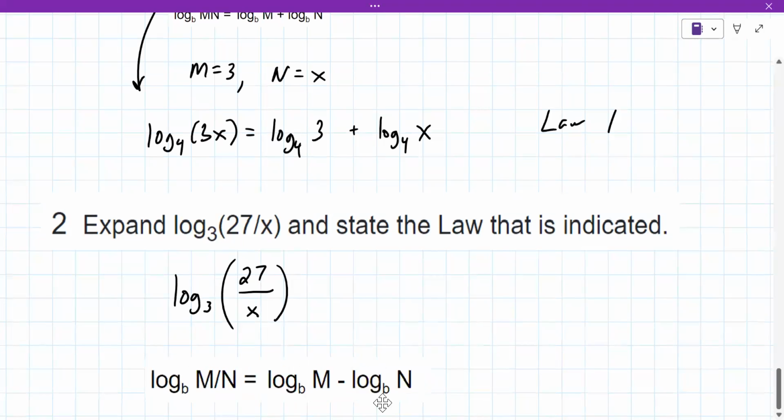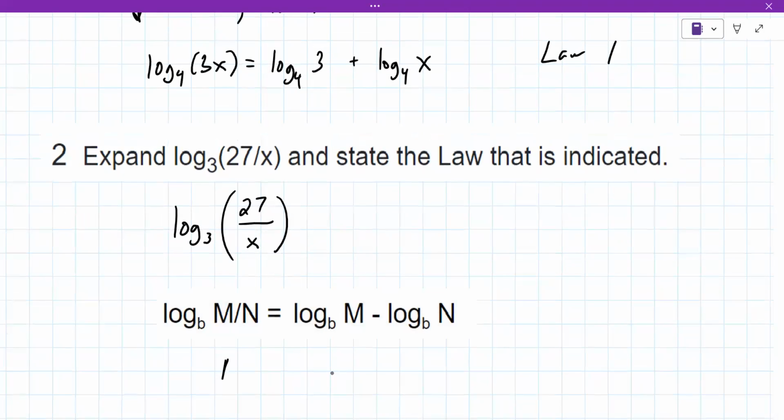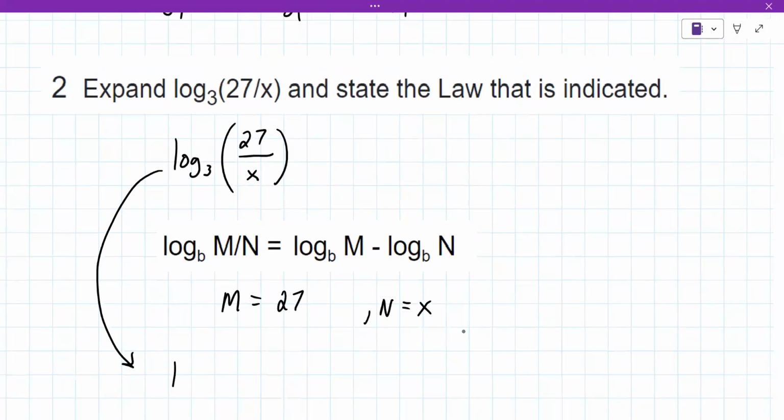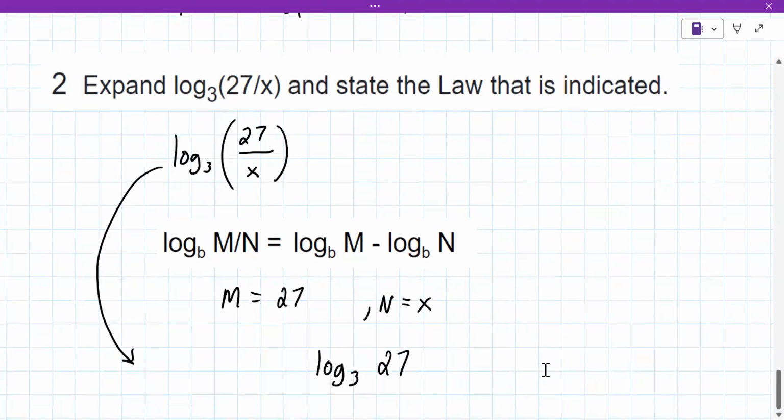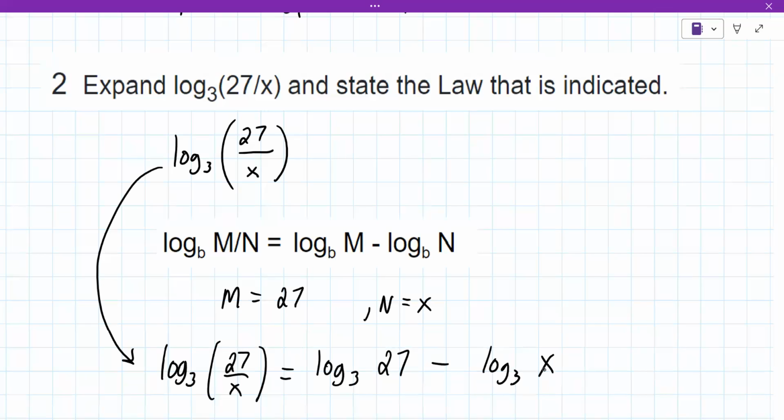So in your problem, you have to decide, what is M? What is N? M is 27. N is x. So you're using this property to rewrite the logarithm. Actually, hang on, I need to rewrite it the way they're writing it. Log base 3, 27 over x equals log base 3 of 27 minus log base 3 of x, like that. Okay, there's a bit more to do here, but let me know when you've got this down.